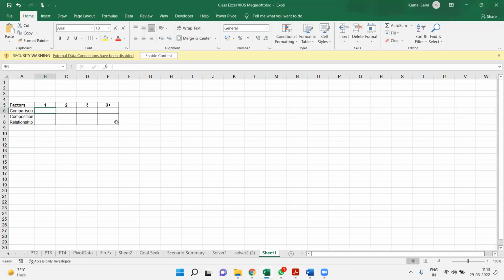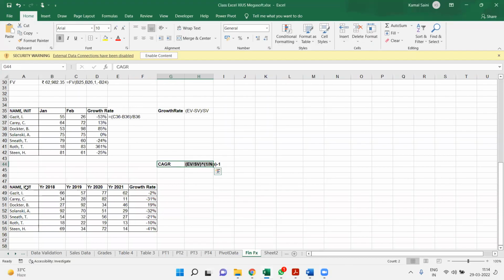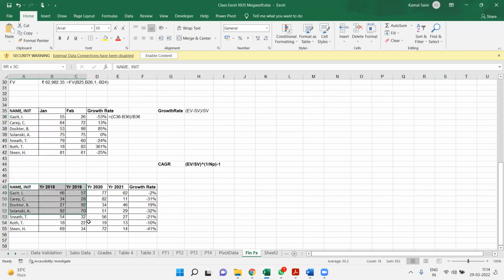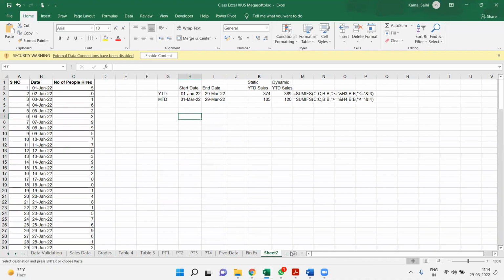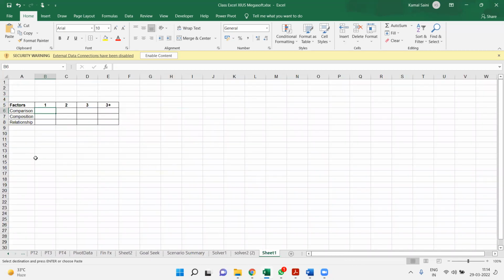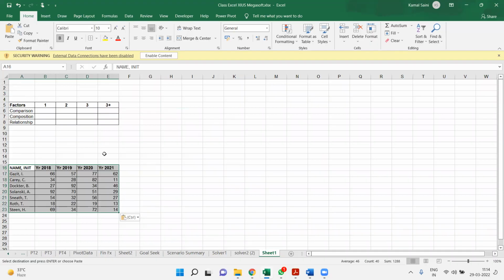So depending on how many data points, whether 1, 2, 3 or more than 3. What do you mean by data points here? These are 2 data points, Jan, Feb. Here we have 4 data points, year 2018 to 2021. So depending on how many data points we have, we align our chart in those scenarios.